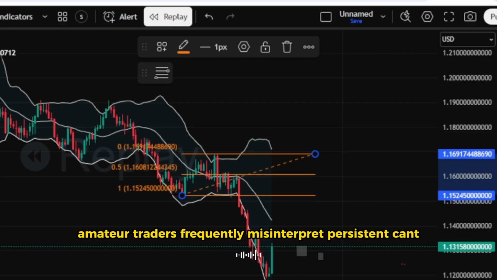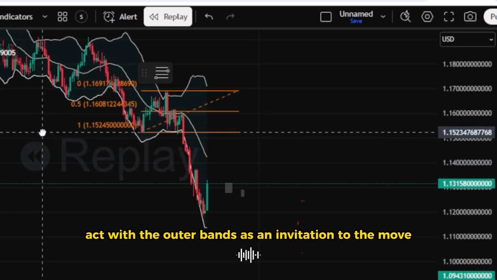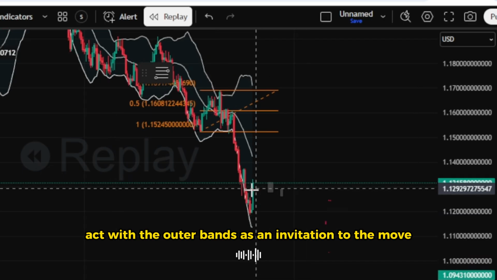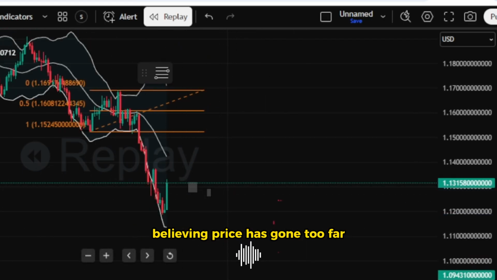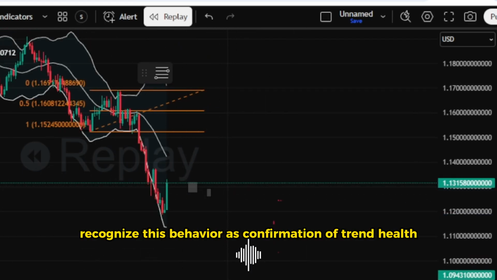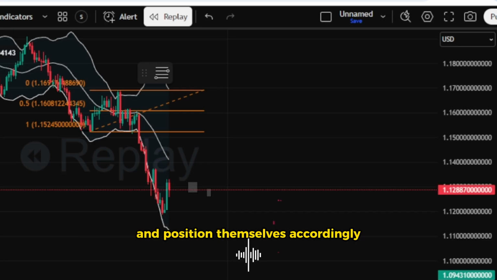Amateur traders frequently misinterpret persistent contact with the outer bands as an invitation to fade the move, believing price has gone too far. Professional traders recognize this behavior as confirmation of trend health and position themselves accordingly.